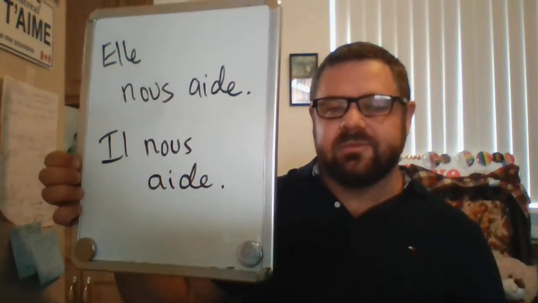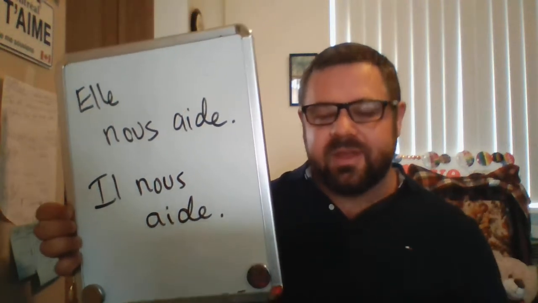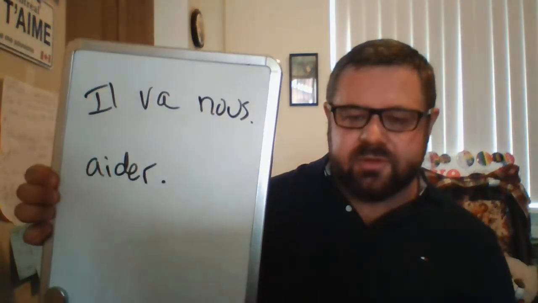If your friend is helping you, you and your roommates, if your friend is helping you move, right? Il nous aide. Now, how about if you wanted to use a future construction? He's going to help us tomorrow. We're moving tomorrow, all of us roommates, and he's going to help us tomorrow. Where do you put your nous? Il va aider, right? Il va nous aider. D'accord? Il va nous aider. He's going to help us. The nous in front of aider. Okay? Il va nous aider.